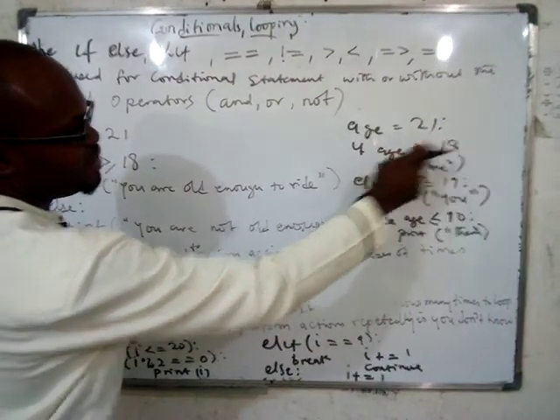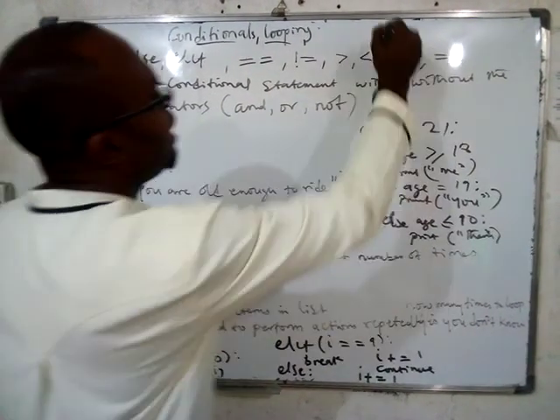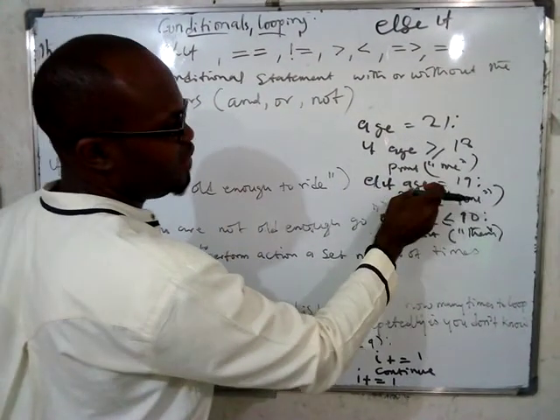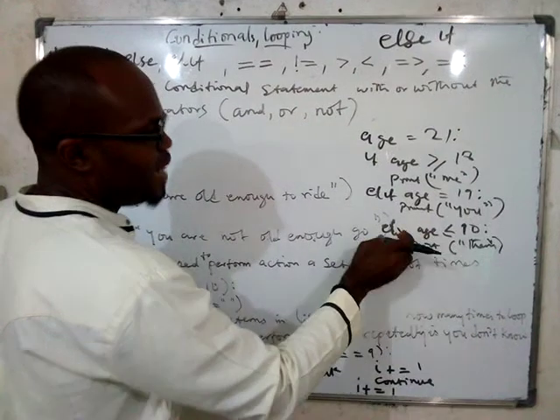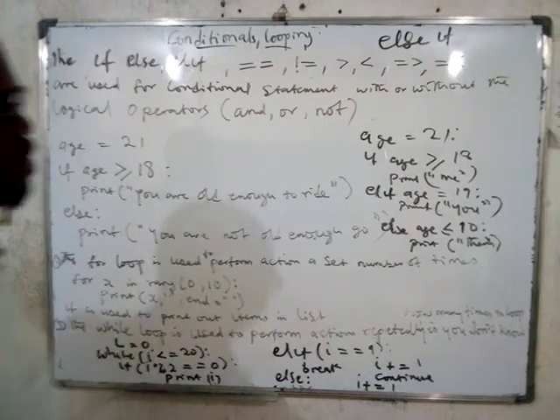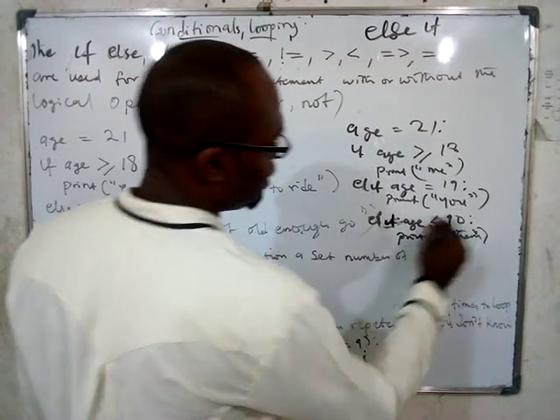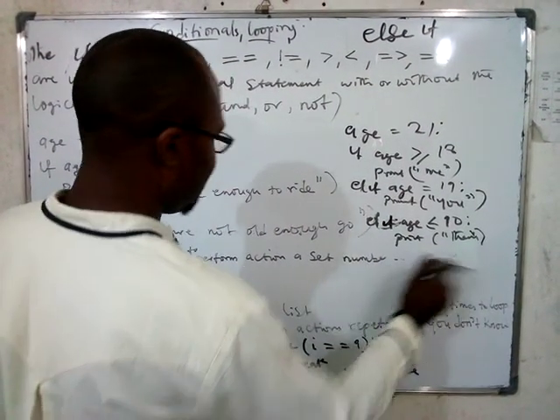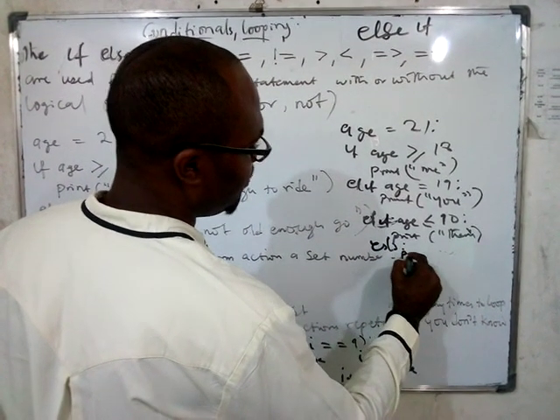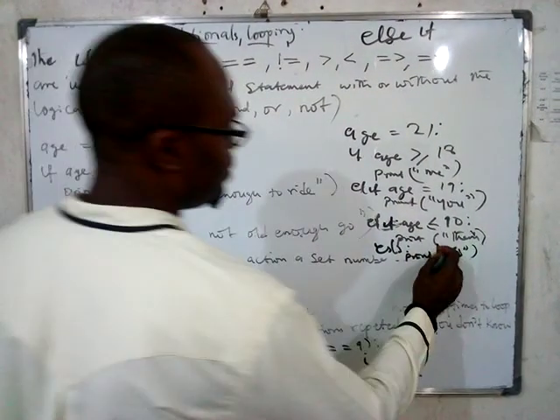You say if age is greater than this, do this. Elif, that elif is a short form for else if. So you say if age is equal to 19, print you. Else, if age is greater than this, print this. Or you say, okay, this is another elif. Elif age is greater than or equal to 10, print this. Then finally, else, print us. So you can have something like this.